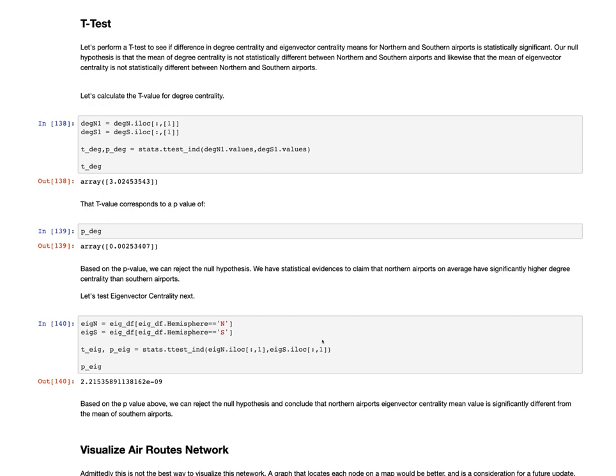For degree centrality, our null hypothesis was that degree centrality is the same for the northern and southern hemisphere, and based on our t values and p values, it was confirmed that this is not the case. So we can say with certainty that the northern hemisphere has a significantly higher level of degree centrality and eigenvector centrality. Our intuitive assumption was actually correct.